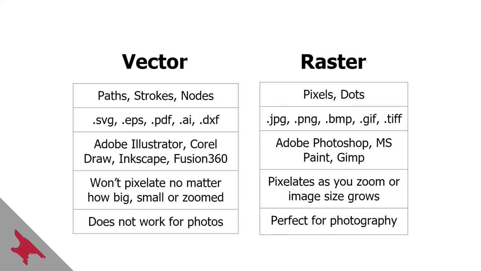To recap, no matter what your project is, vector images are going to use paths, strokes, and nodes, while raster images are made up of pixels. Vector file formats are different than raster file formats.